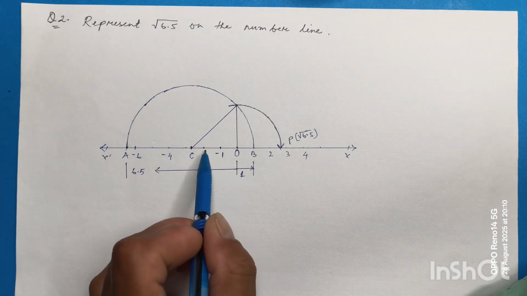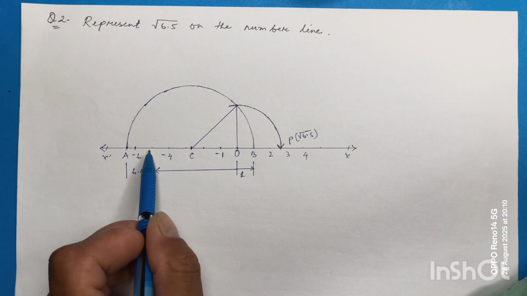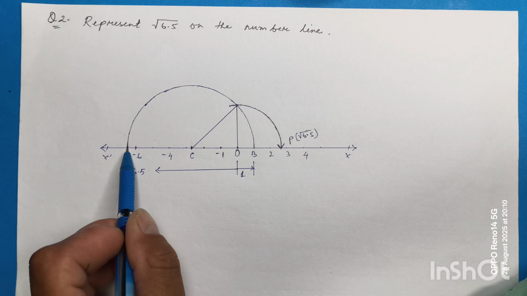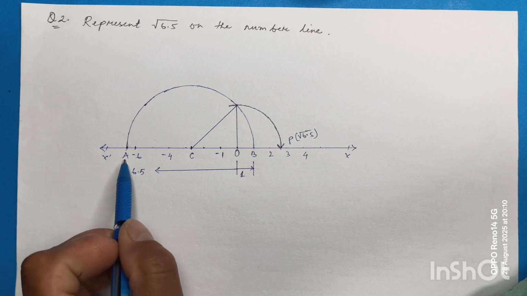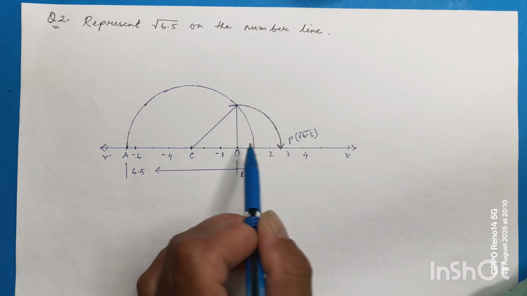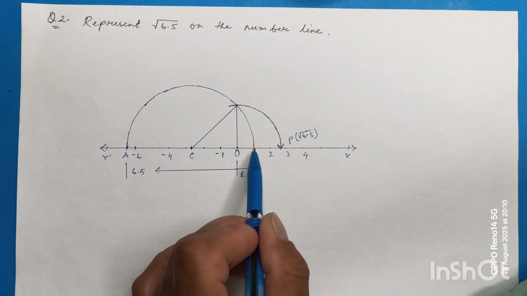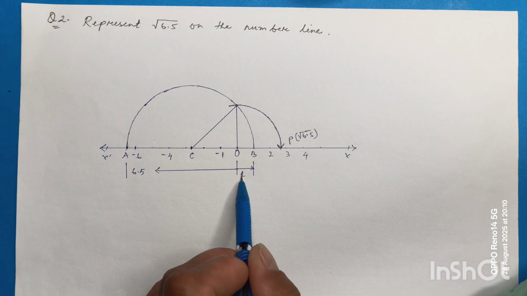Here minus 1, minus 2, minus 3, minus 4, minus 5, minus 6, minus 6.5. Minus 6.5 means minus 6 and a half. Let's take this point as A, and then from 0, on the right side, let's take 1 unit. 0 up to B is 1 unit.